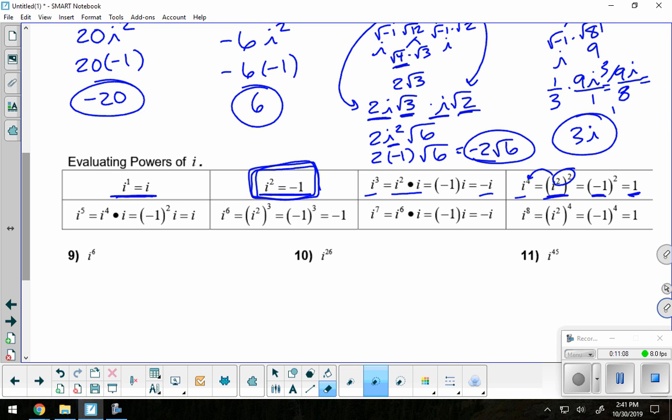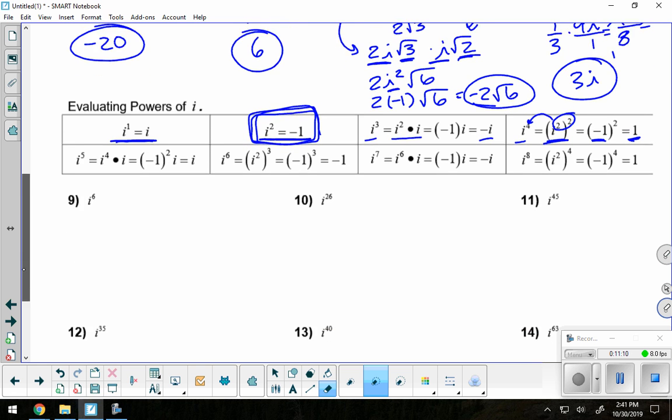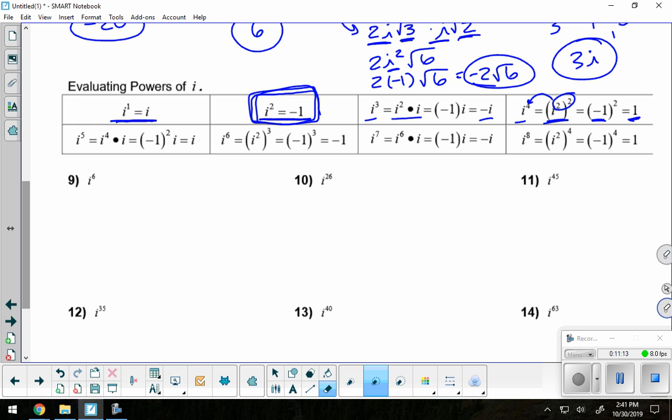Okay, let me kind of show you with number 9. So if I wanted to show you how to work out, how do you simplify i to the 6th power? So evaluating powers of i. So I'm just going to replace i to the 6th power with an i squared cubed. Okay, so I'm using i squared as my base, and that's what I always do for these types of problems. I always refer to i squared as my base because we know what i squared is. i squared is just negative 1. Okay, so i squared cubed is the same thing as saying i to the 6th power.